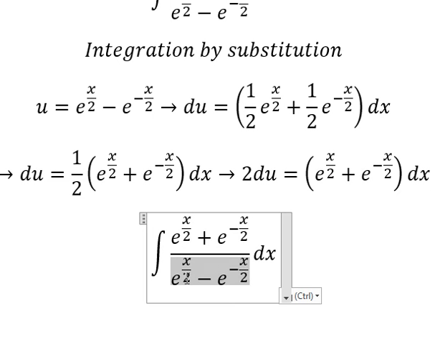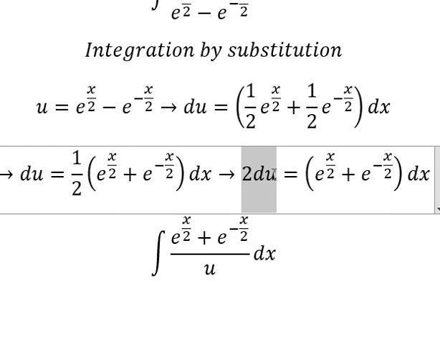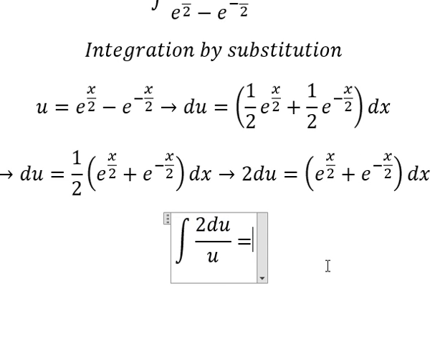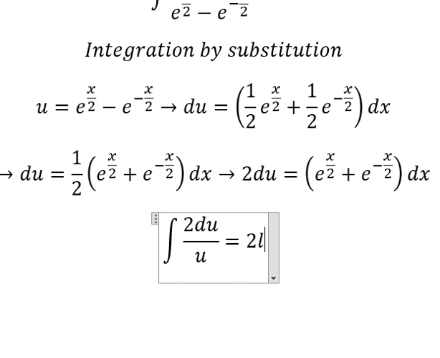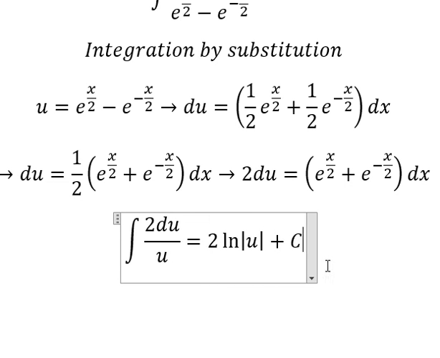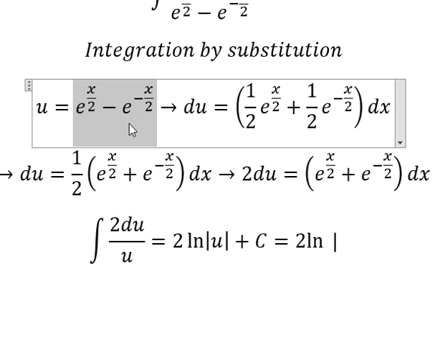So this one we change to u. This one with the s changes to the u. The integration of this one, we have ln of the absolute value of u, and I will put c. The u is this one.